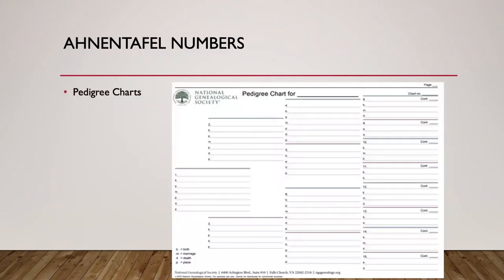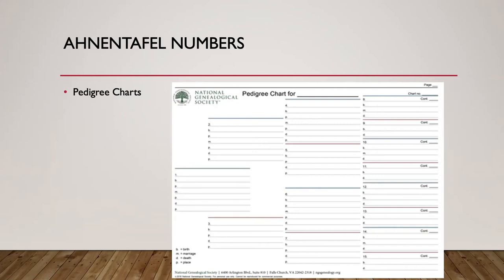So Ahnentafel numbers are pretty simple. They're based on pedigree charts. And don't forget, if you don't have a pedigree chart, you can download one from the National Genealogical Society website to get you started. And those are free. But these are 1, 2, 3, 4, 5, 6. In other words, you're number one, your father's number two. All the males are even numbers. All the females are odd numbers.